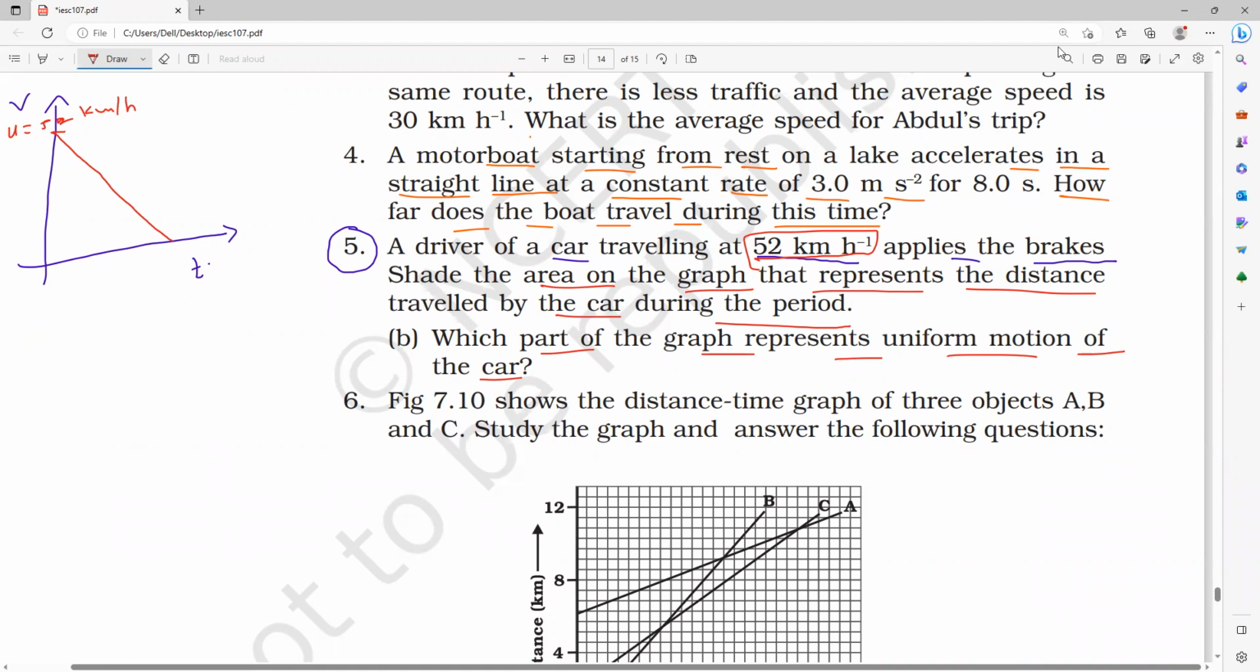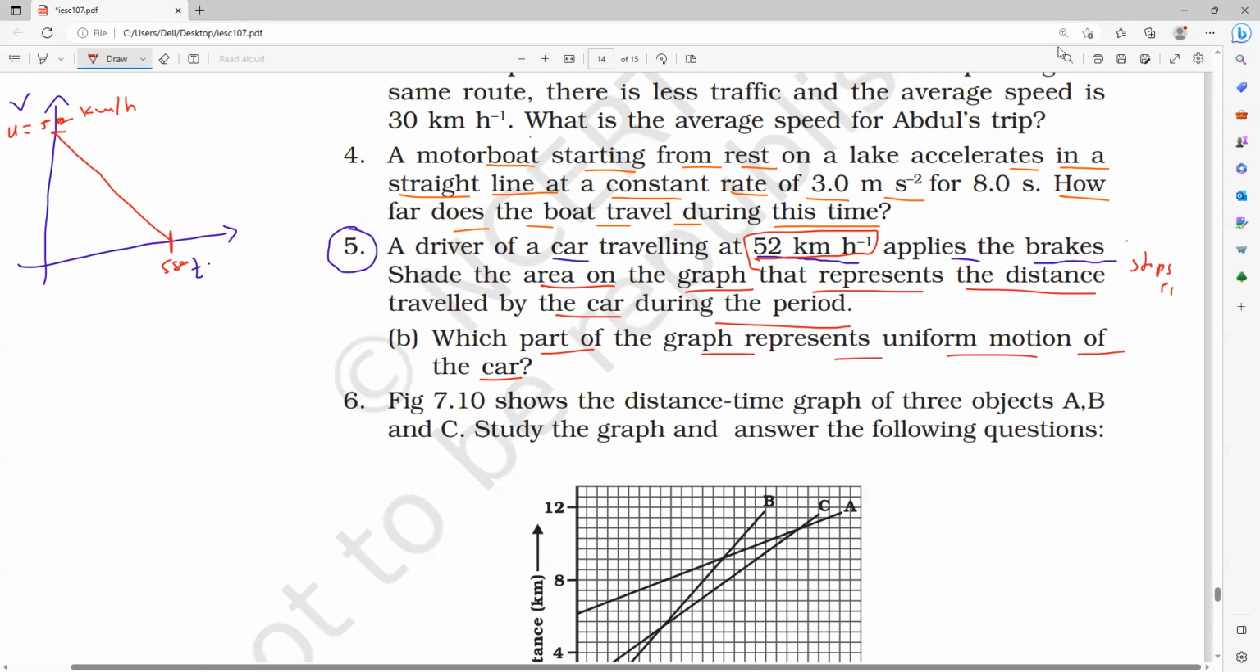Opposite direction means what is that? Deceleration. That's what. The car stops in 5 seconds. 5 seconds means what is the time here to reach the velocity 0? Everybody, 5 seconds. Clear? All of you.